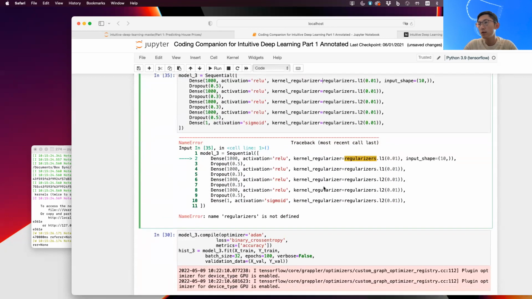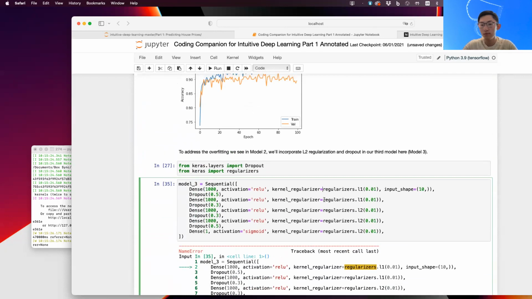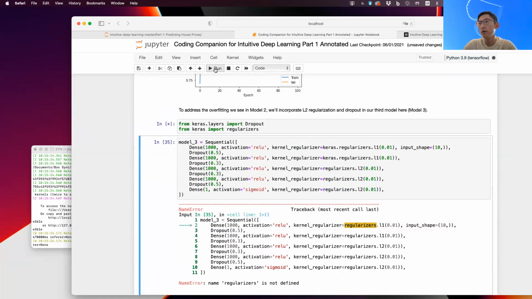So yeah, it's a different name. Is it Keras? Yeah, actually. Oh, I didn't run this one.